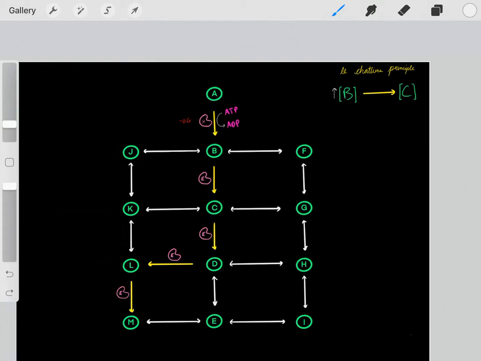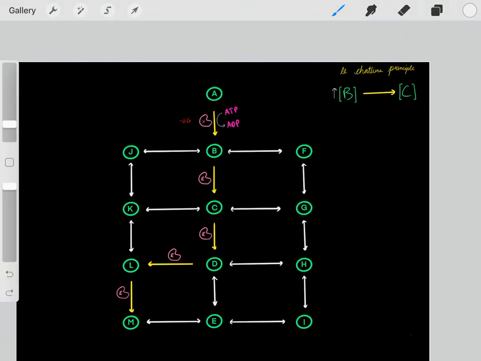Because again, we said this reaction is very thermodynamically favorable, so it's going to strongly go in this direction. So now we're going to create a lot of compound B. Now that we create a lot of compound B, that's going to push this reaction forward towards compound C. That's Le Chatelier's principle.